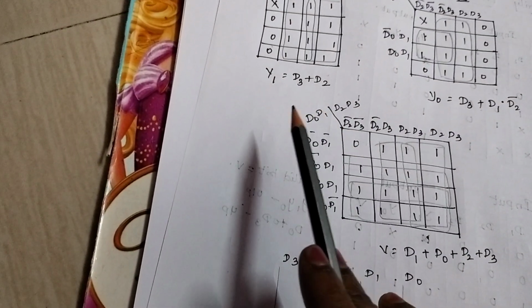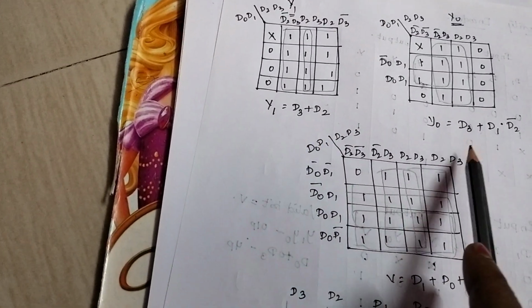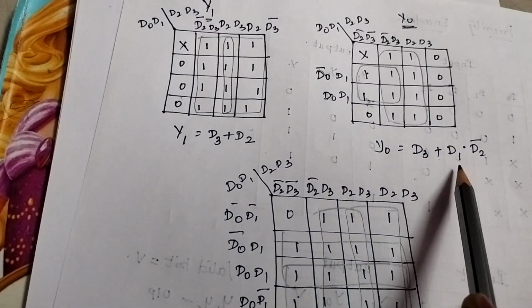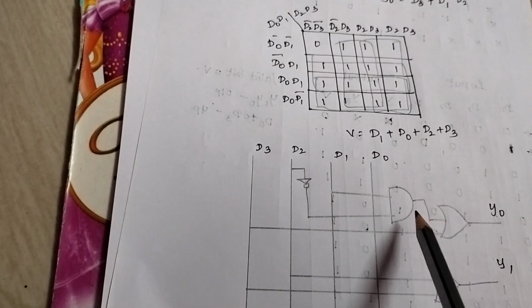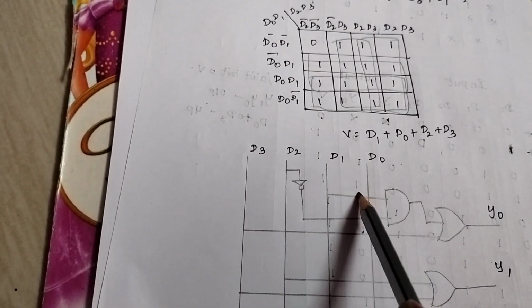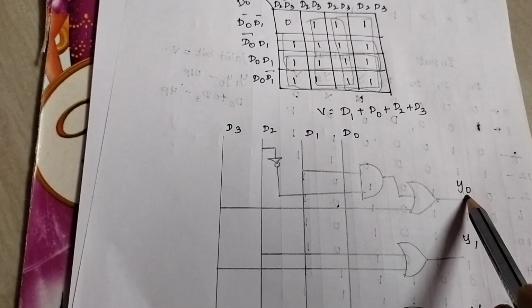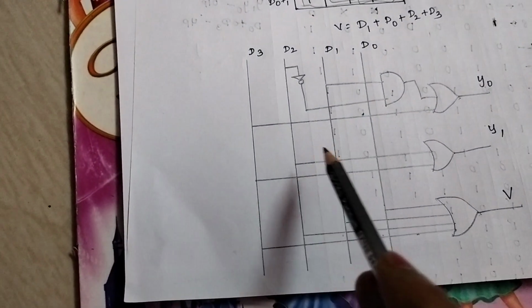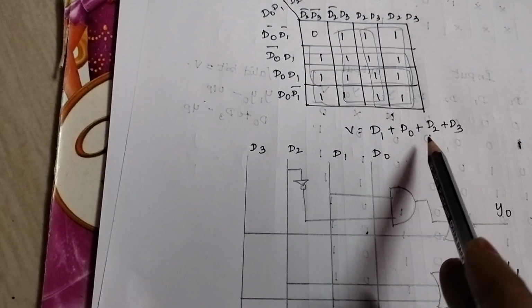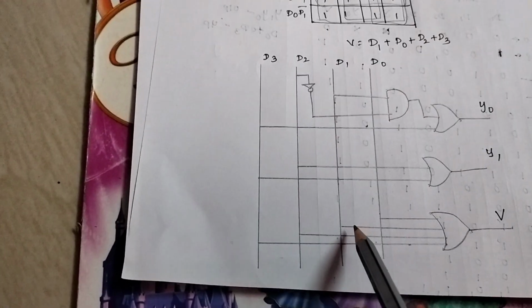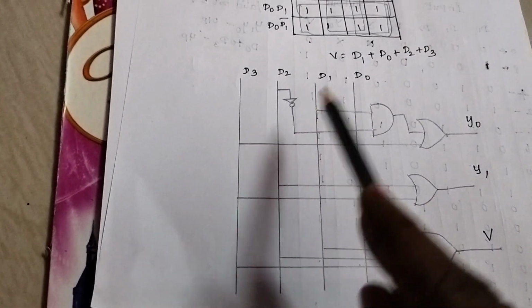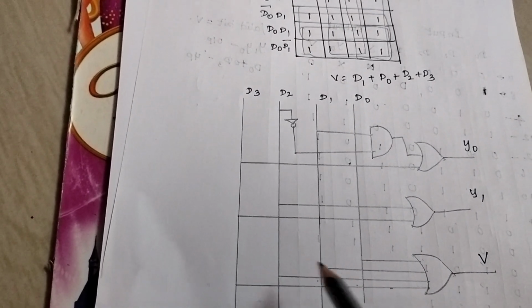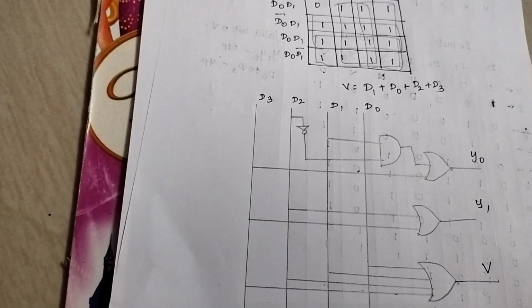Based on your output from the K-map, I'm going to draw the diagram. For Y0, D3 plus D1 D2 bar. So D3, D1 and D2 bar. This is nothing but Y0. Next Y1, it's nothing but D3 plus D2. This is D2 plus D3. What about V? D0, D1, D2 and D3, ORed together. This is the output for your valid bit, and this is the entire diagram for your priority encoder. Thank you.